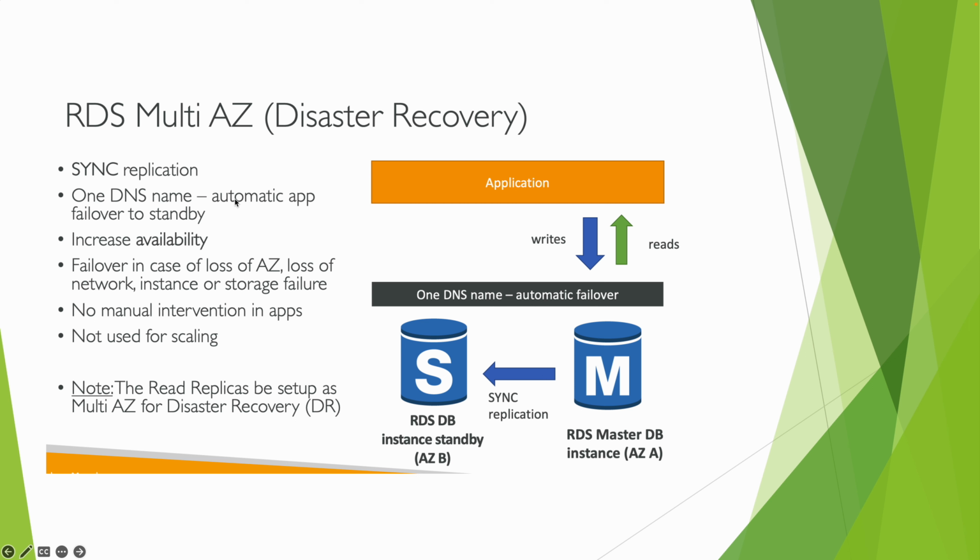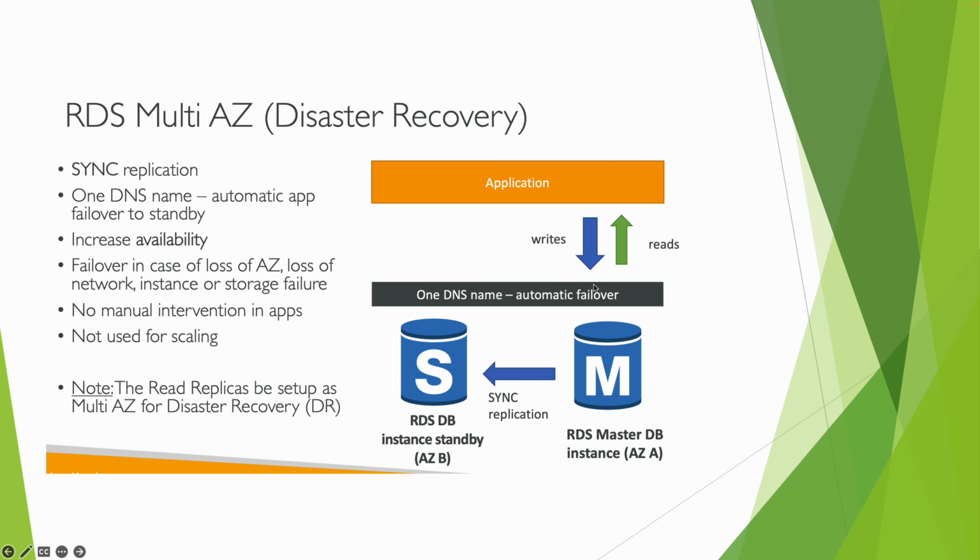So one DNS name, with automatic app failover to standby. We'll see what this is. It increases availability and provides failover in case of loss of availability zone, loss of network, and instance or storage failure. No manual intervention in the apps is needed, and it is not used for scaling. Just take this as an example: here we have an application and a master database. Your application is connecting to your master with one DNS name.